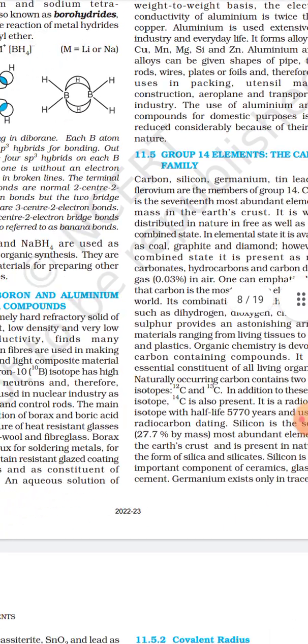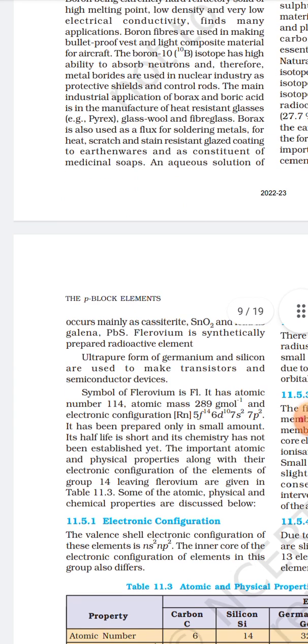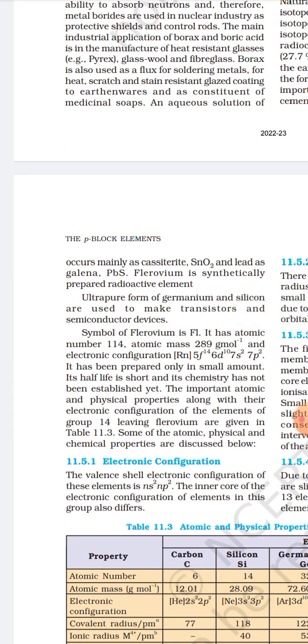Germanium exists only in traces. Tin occurs mainly as cassiterite, tin dioxide, and lead as galena. Flerovium is a synthetically prepared radioactive element. Ultra pure forms of germanium and silicon are used to make transistors and semiconductor devices.